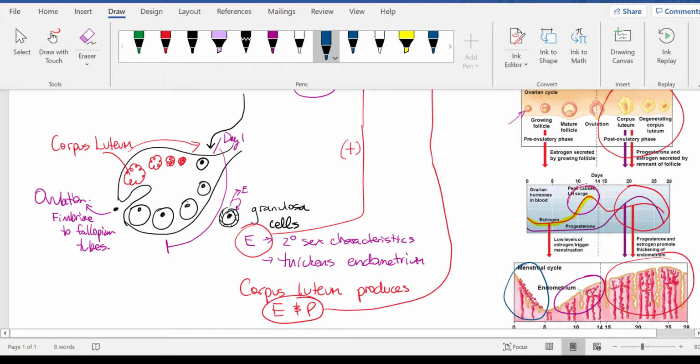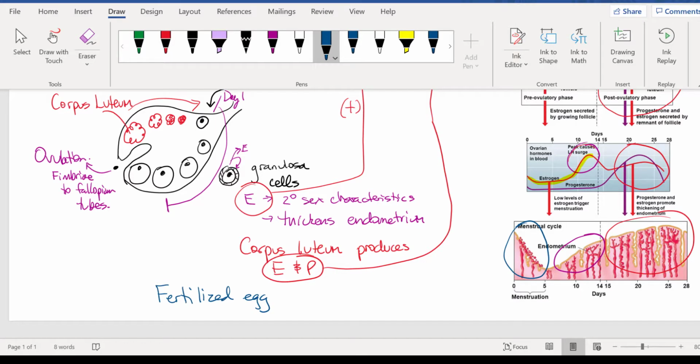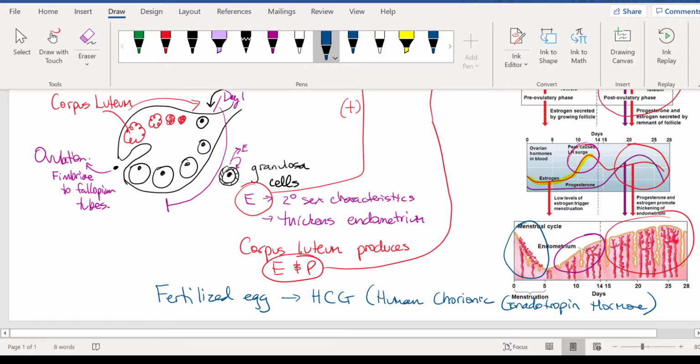Now, if someone is pregnant and the egg is fertilized in the fallopian tubes, then what happens is the corpus luteum is maintained. So the fertilized egg, once it implants, will produce human chorionic gonadotropin hormone. And what this does is cause the corpus luteum to be maintained so that the endometrial lining will be maintained. And this is also why, for the most part, people won't get their period when they are pregnant, because the endometrial lining is being maintained.